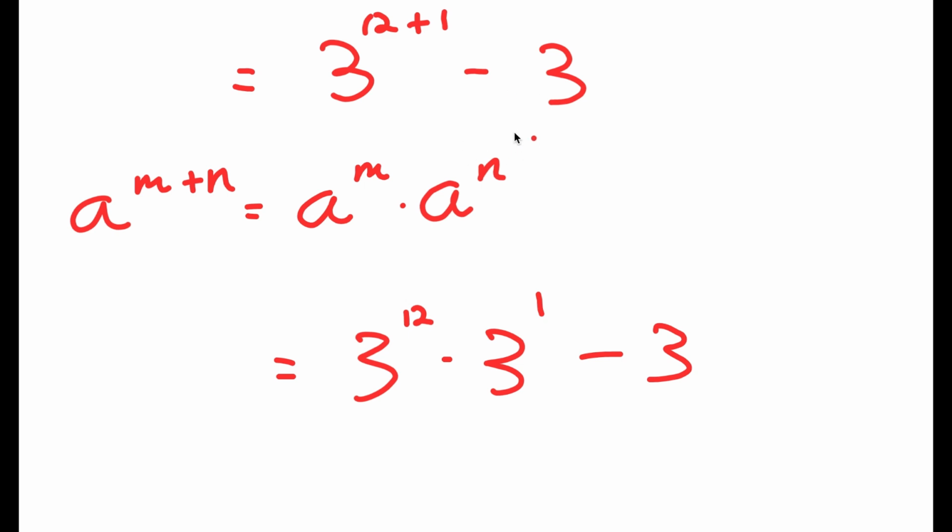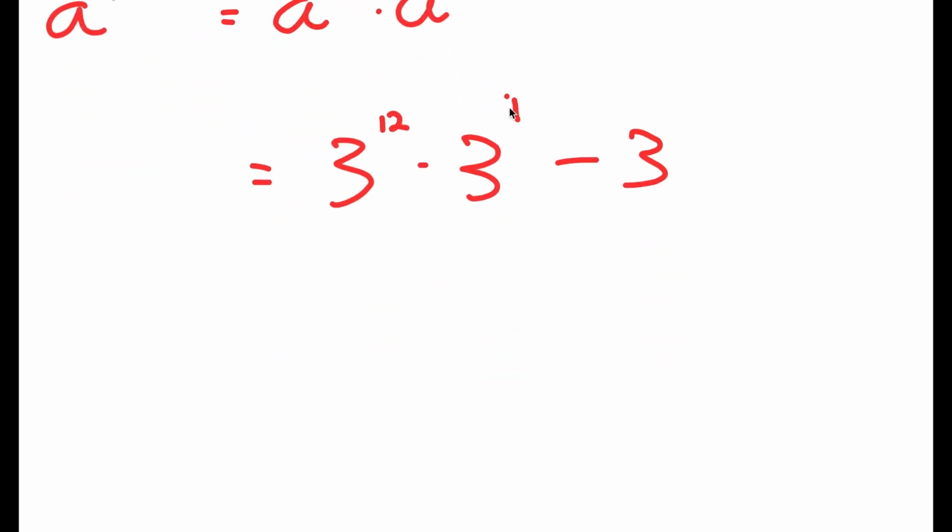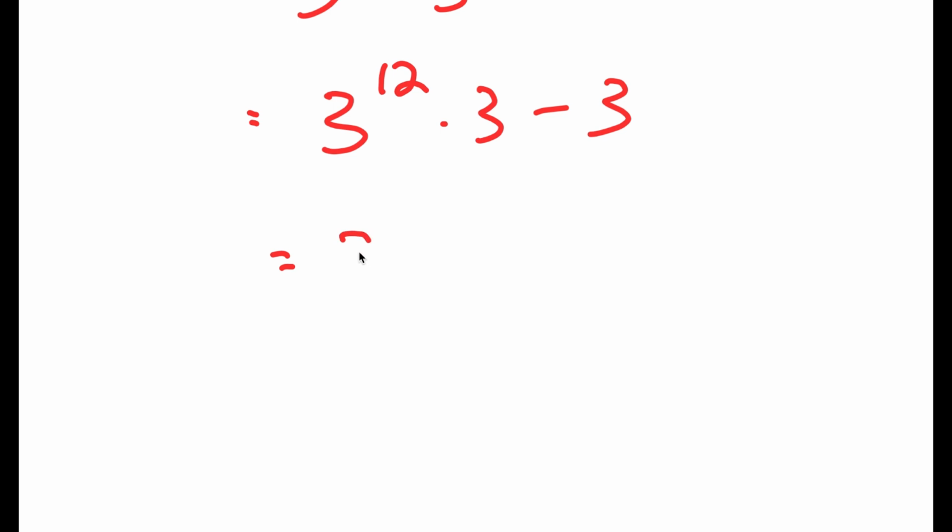minus, I have minus 3 right here. And 3 to the power of 1 is the same thing as 3, so I get 3 to the power of 12 times 3 minus 3. And now I'm going to factor out 3, so I get 3 times 3 to the power of 12 minus 1.